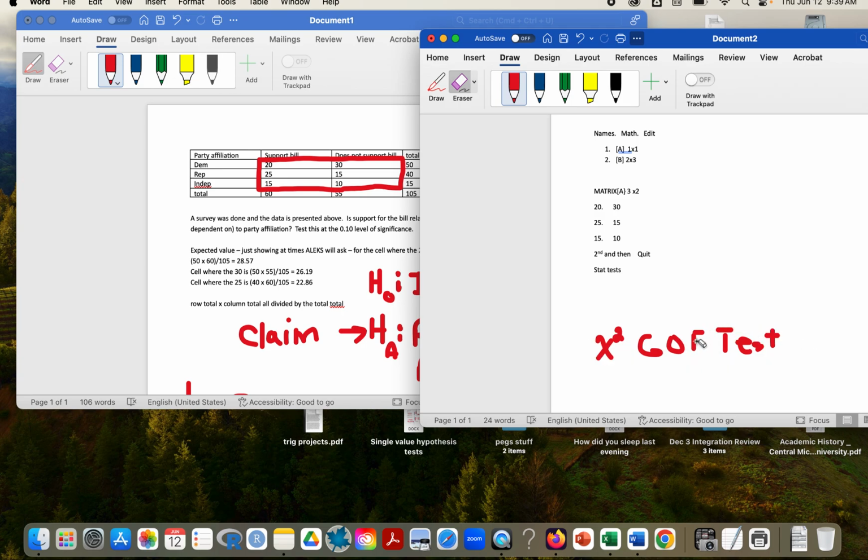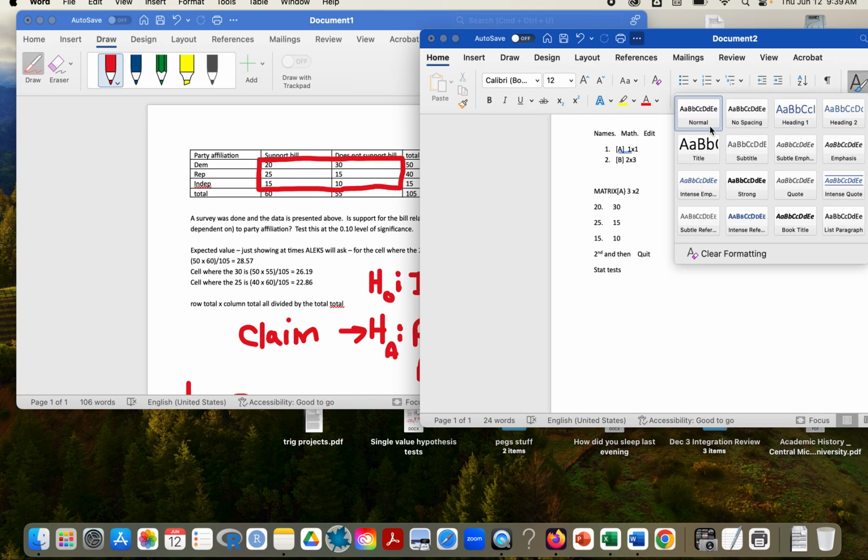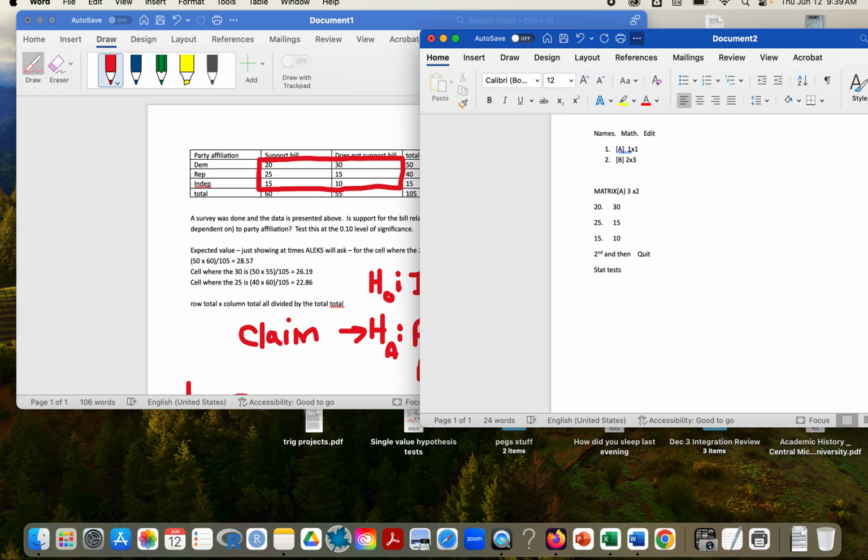I'll type this in if I can. You're going to see observed, and then they're going to have this A. And then you're going to have this expected, and then you're going to see B.